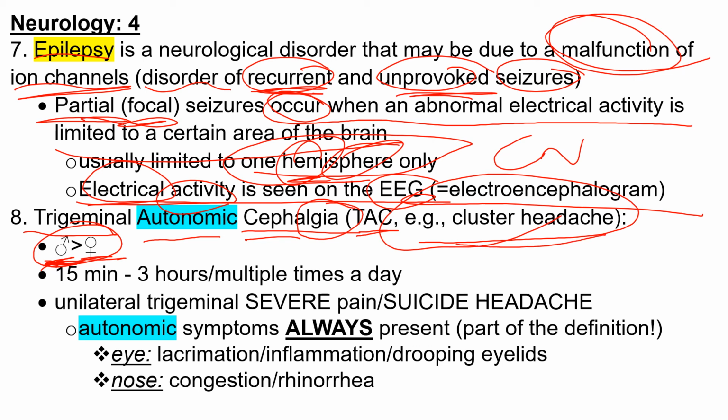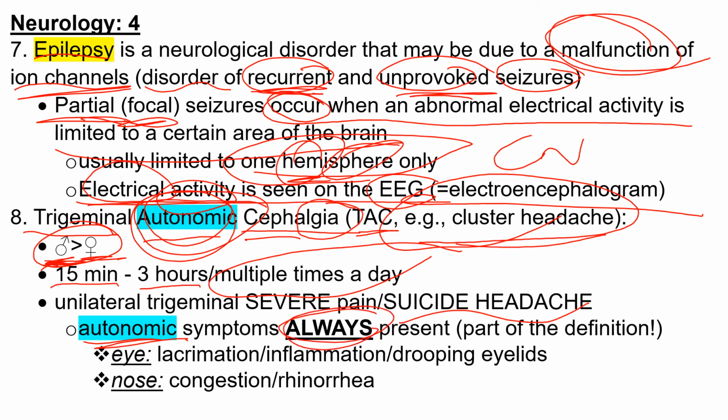The most important type of TAC headache, trigeminal autonomic cephalgia, is known as cluster headache. Cluster headache occurs in clusters. It occurs between 15 minutes to 3 hours multiple times a day, and it's called a suicide headache because it's so severe, and people have often expressed that this is the most painful experience a human can actually undergo.